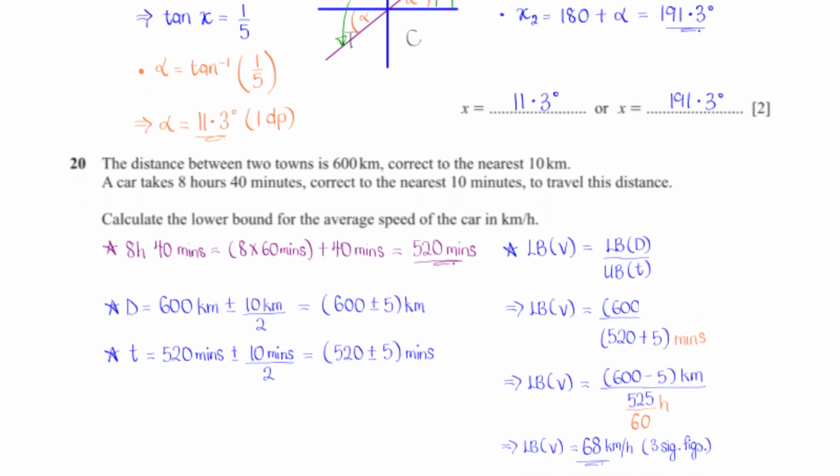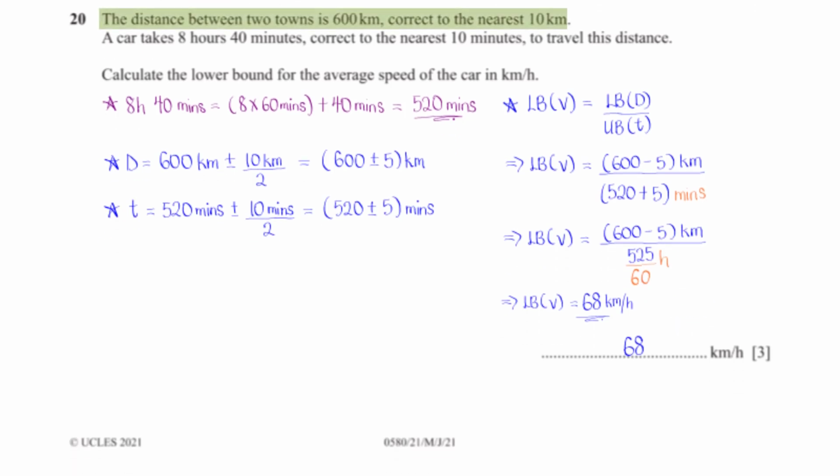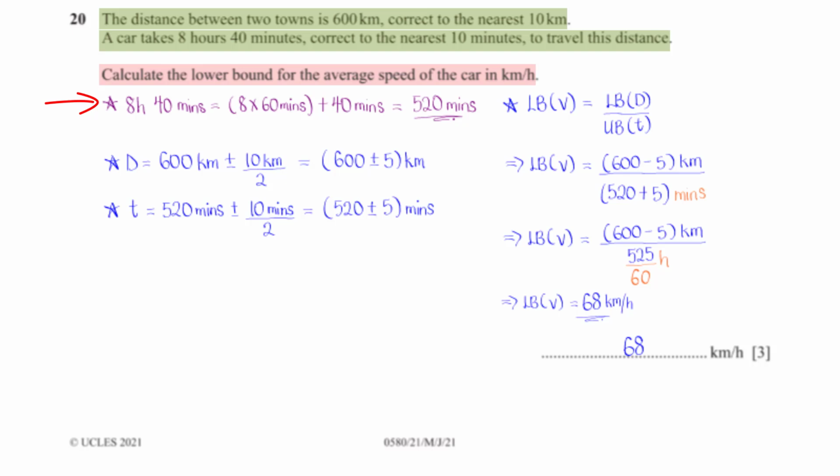The distance between 2 towns is 600 kilometers, correct to the nearest kilometer. A car takes 8 hours 40 minutes, correct to the nearest 10 minutes, to travel this distance. Calculate the lower bound for the average speed of the car in kilometers per hour. So first off, let's convert the time duration, which is 8 hours 40 minutes, into minutes. And so that gives us 520 minutes. To find the average speed for the car, that will be equal to the distance traveled by the car divided by the time duration.